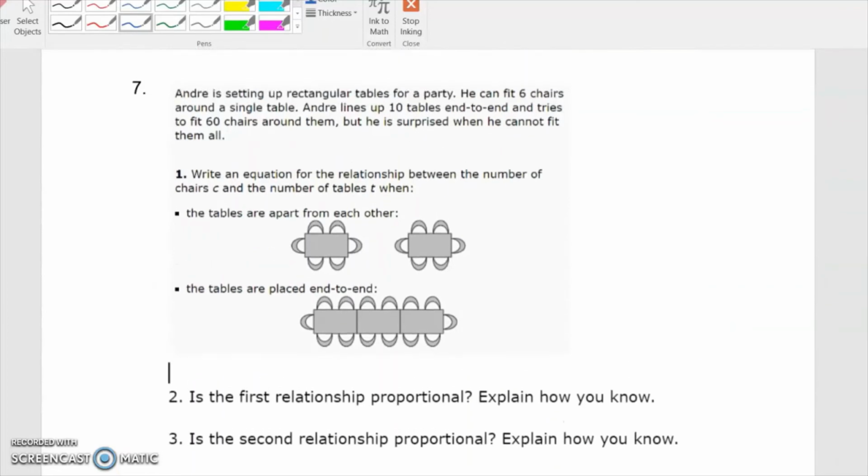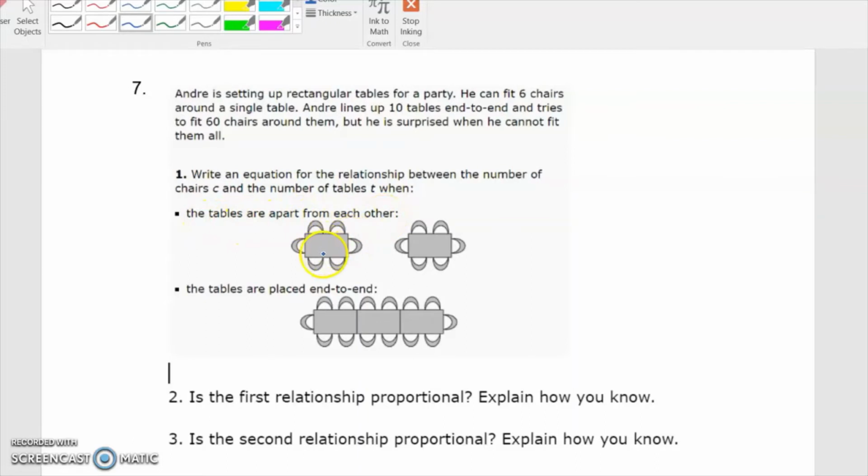Number 7 says, Andre is setting up rectangular tables for a party. He can fit 6 chairs around a single table. He lines up 10 tables end to end and tries to fit all 60 chairs around them, but he's surprised when he cannot fit them all. Number 1 says write an equation for the relationship between the number of chairs C and the number of tables T when the tables are apart from each other.